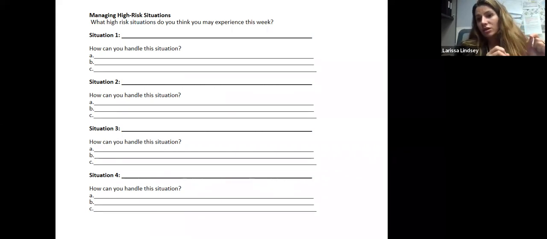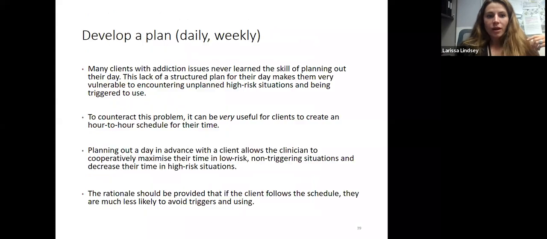And then they can either take a picture of it and store it on their phone, fold it up, keep it in their wallet, but they need to have it on them when they're in that situation. And so this is a really, really valuable tool that once patients get good at using can really help set them up for success when they're out there interacting in the world.